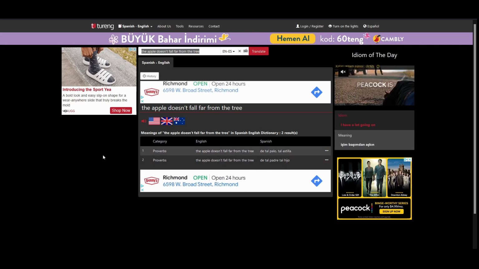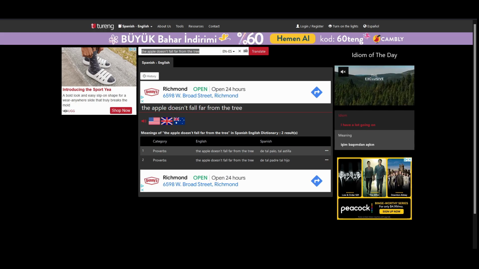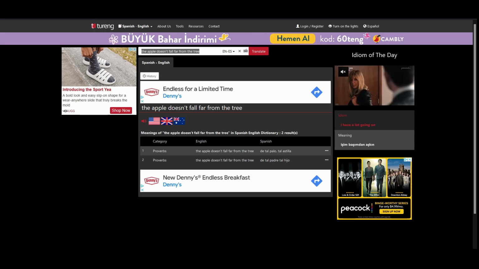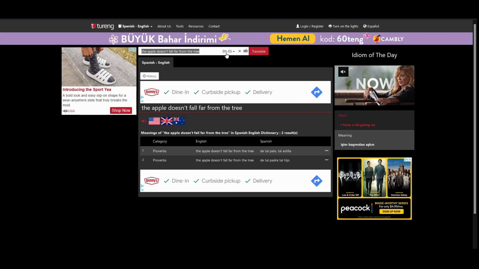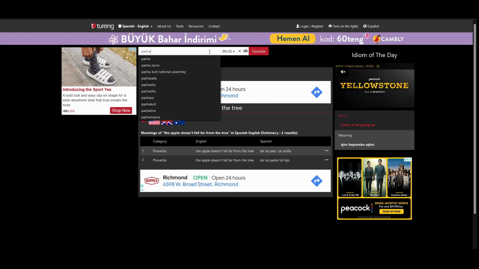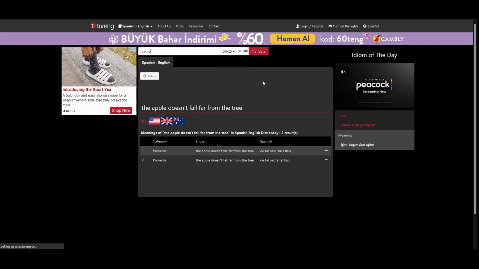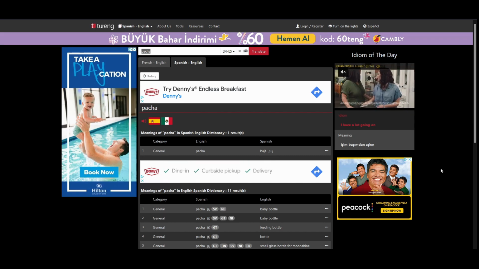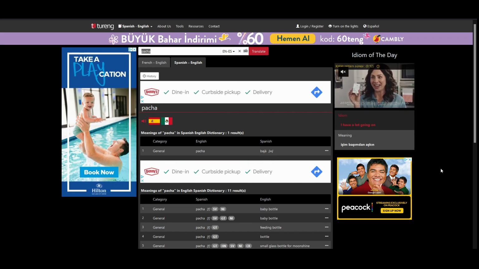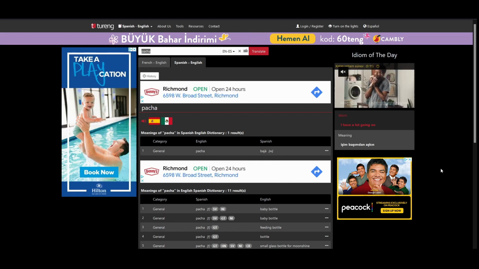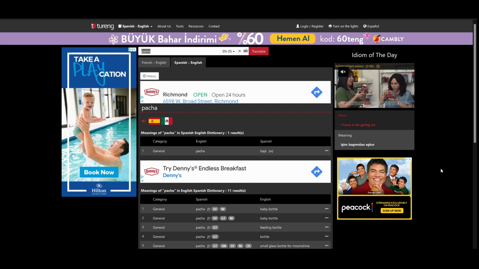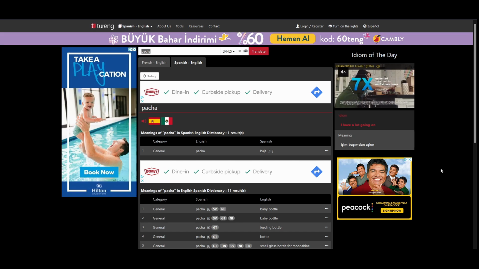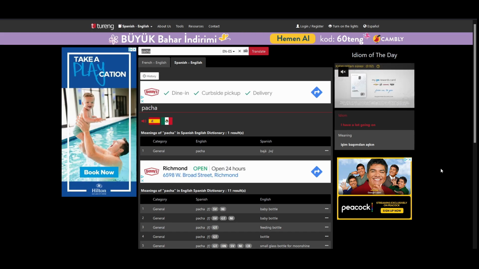So this is really, really useful for idiomatic expressions and things like that. Now, I'm going to look up a very specific word in Spanish that I hear all day, every day, which is pacha. Pacha is a term that a lot of folks in El Salvador use for baby bottle. If you go on Wordreference and look up pacha, it will list that pacha means baby bottle. However, it says that it's Central American for baby bottle. It doesn't mention the country.